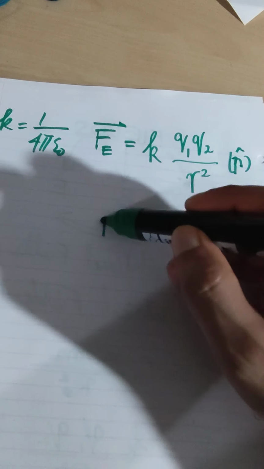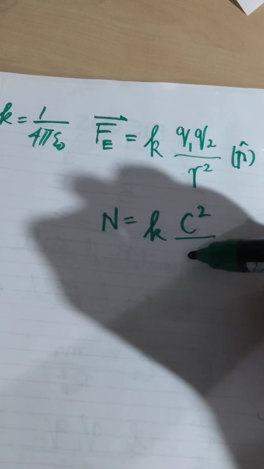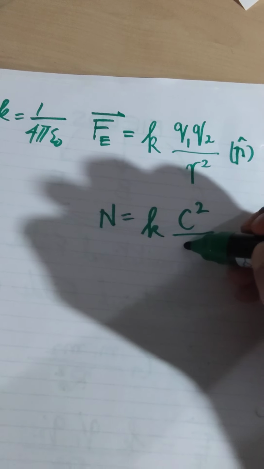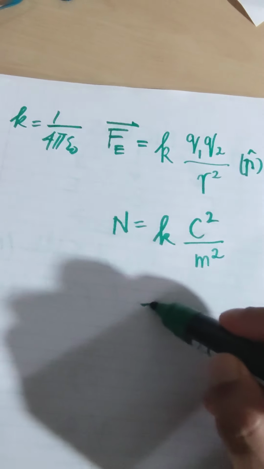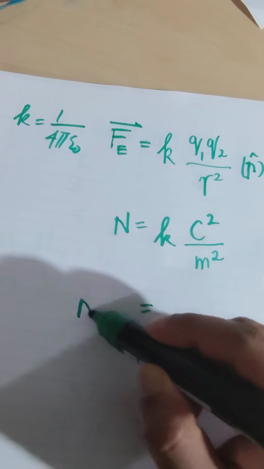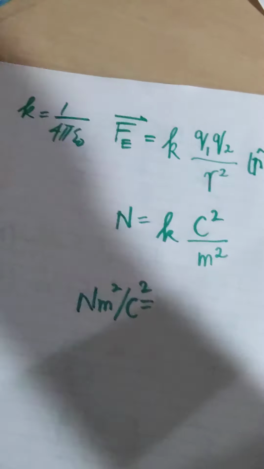So we know that if this is Newton and this is Coulomb and this is meters, meter squared. So then K would be newtons meter squared per Coulomb squared. Is that correct? Yeah, that is correct.